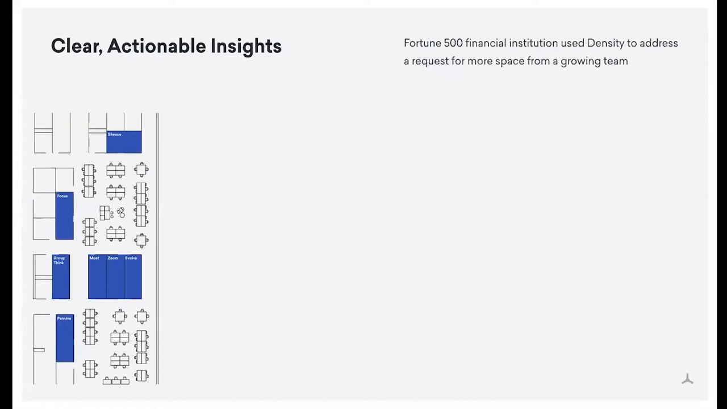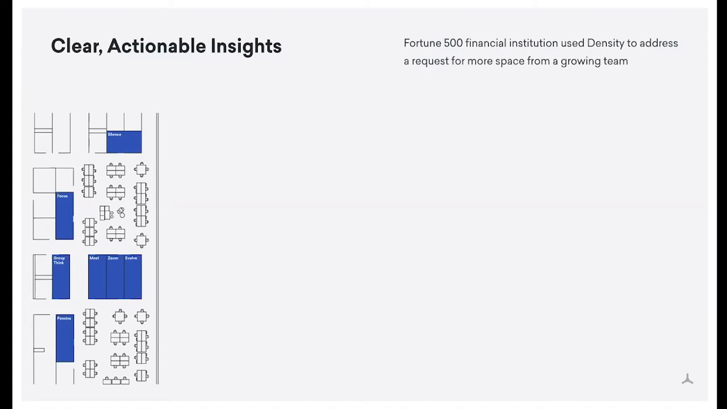So we had a Fortune 500 company managing space for a new labs team. Initially, they converted individual office space, so the old school, one person gets this big office, into team spaces that would accommodate anywhere from 1 to 10 people at times.